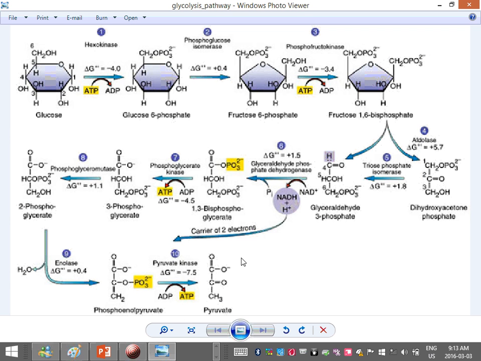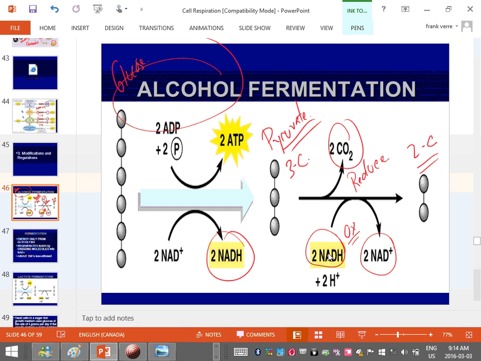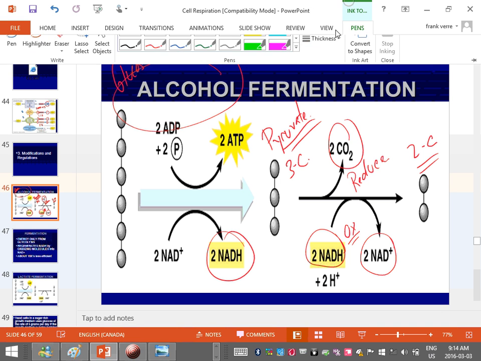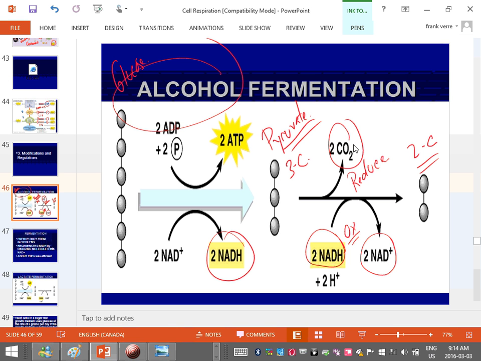So, I need some NADH to be converted back to NAD+, so I can run this step. That's why we need to regenerate the NADH back into NAD+. Okay? There is an enzyme that runs this step. The enzyme is called Lactate Dehydrogenase.